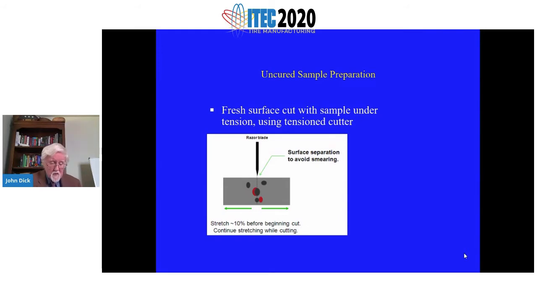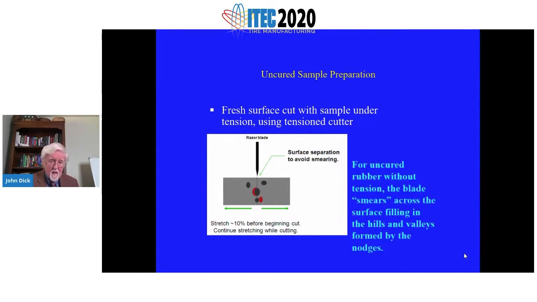So the way we measure this is we have a special apparatus using a very fresh razor blade. We automatically cut into the sample very quickly, and we try not to smear. To avoid smearing, we have a 10% stretch on it to keep the rubber from smearing, because that will interfere with our measurements. So this works very effectively for uncured rubber.